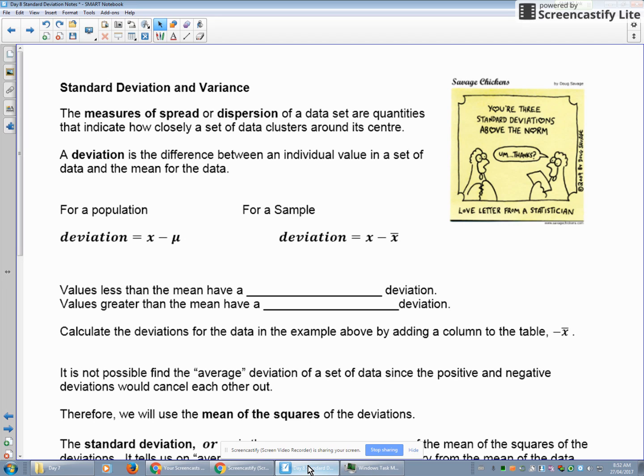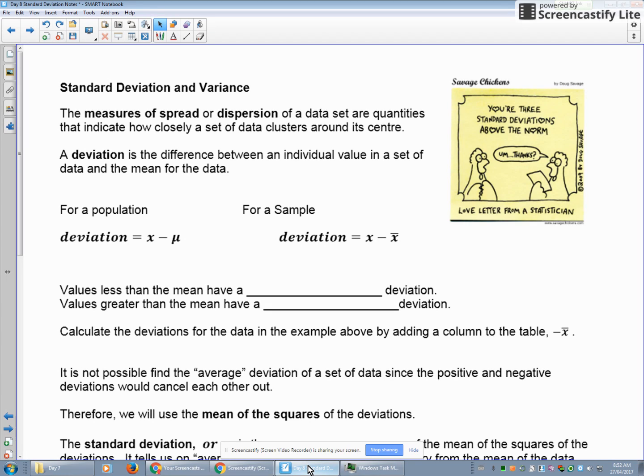So the note reads, the measures of spread or dispersion of a data set are quantities that indicate how closely a set of data clusters around its center. A deviation is the difference between an individual value in a set of data and the mean for the data, right? So we're going to have a low deviation if most of the data is clustered around the median. If the data is really far spread out, a whack to the left and a whack to the right, that's going to give us a much higher deviation.